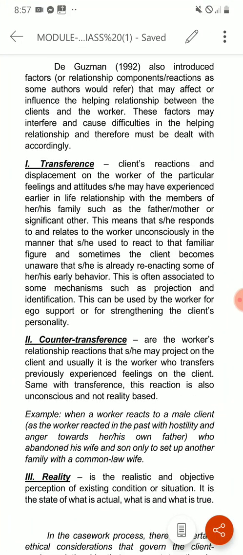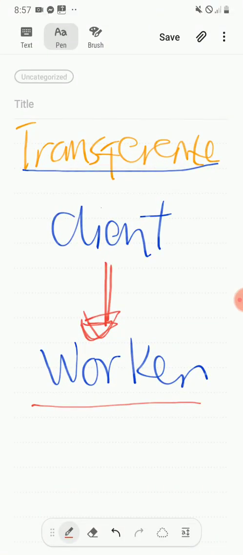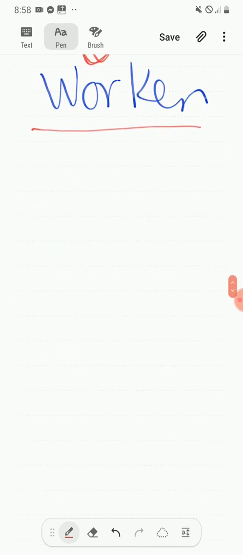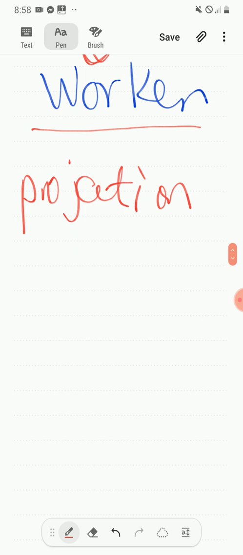Kaya nga meron tayong tinatawag dito, kung makikita ninyo sa dulong part, that this is often associated to some mechanisms such as projection and identification. Ito pong projection and identification ay defense mechanisms according to Sigmund Freud. Hindi ko na to na-discuss nung mga nakaraan, kasi hindi naman siya masyadong related before. So, ito pong projection and identification ay according sa theory ni Sigmund Freud. Tinatawag nating defense mechanisms.